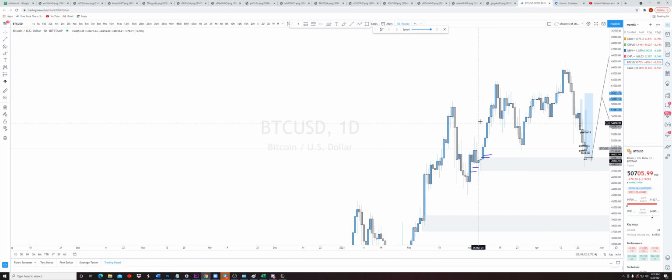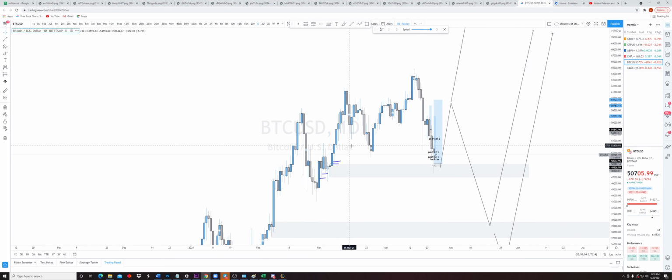So if you notice this on the daily, my first buy, this one right here, was based off of this zone right here, which actually had a great mitigation, and then I was looking for it to buy up a little bit higher.